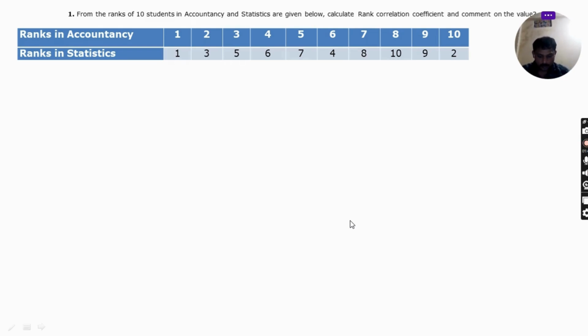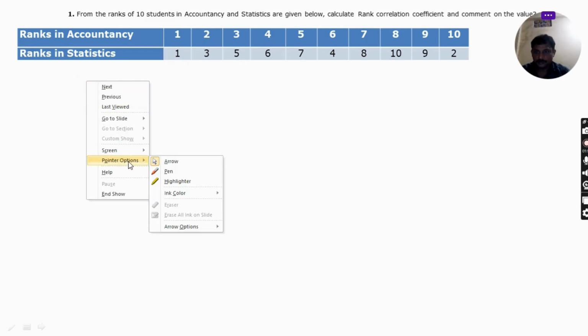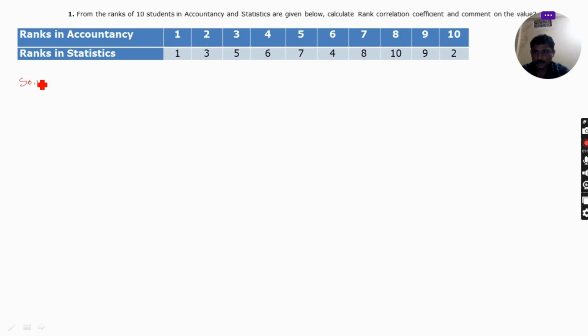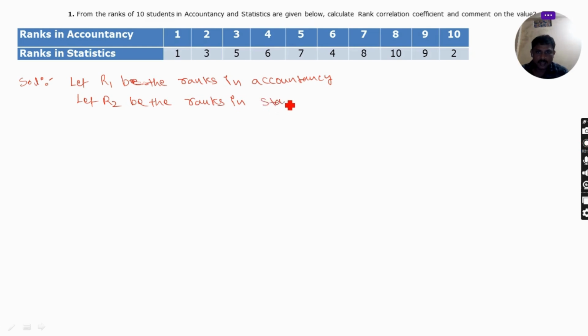Now, the solution. First we have to assume, because every time writing marks in statistics, marks in accountancy would be long. Instead, let R1 be the ranks in accountancy, and let R2 be the ranks in statistics. Whenever I write R2, you need to understand it represents statistics.